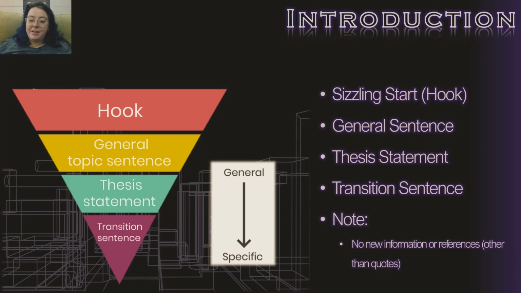So as you can see on the left here, we've got the upside down triangle. That is what you want your introduction to look like. You want to have your sizzling start and then your general sentence. So the closer we get down to the point of the triangle, the more specific you're going to get to do with what the essay is actually about. Just like it says there, general at the top and specific at the bottom.